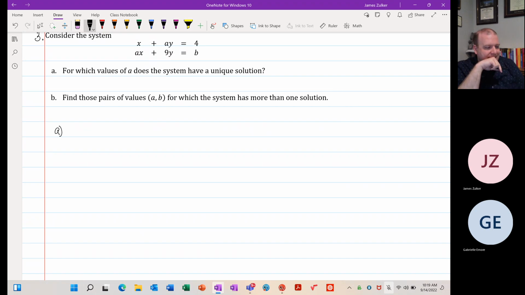So for part A, let's do negative a times this first equation, right, and add it to the second equation. That's going to have the effect of canceling out the x terms, right? So we get 9 minus a squared times y is equal to b minus 4a.